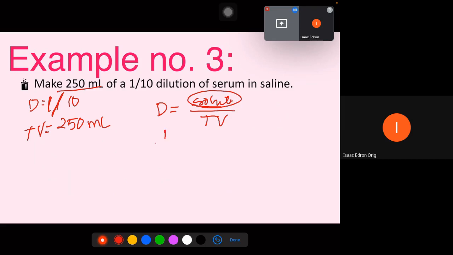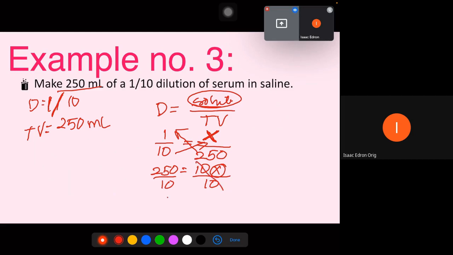Dilution natin is 1/10, di ba? Tapos solute is, sabi natin X ang solute, okay? Then the total volume is 250 ml. Then cross-multiply mo siya. Diba? Gets nyo? 250 equals 10x. Tapos para makuha natin ang x, divide natin by 10. Cancel. So x equals 25. So 25 ml of serum. Okay? 25 ml of serum ang ating kailangan.